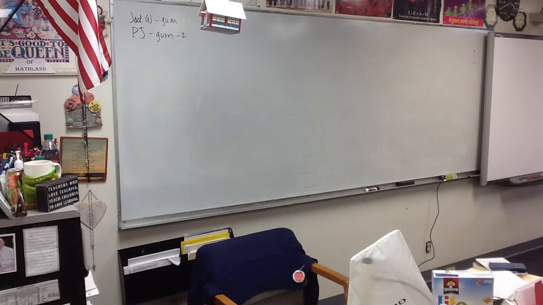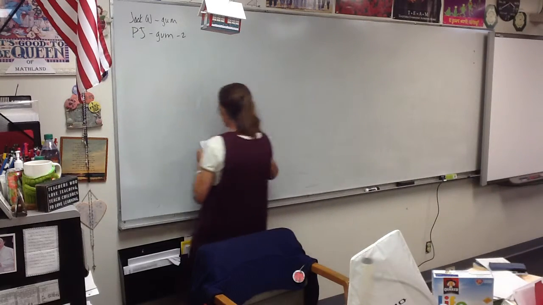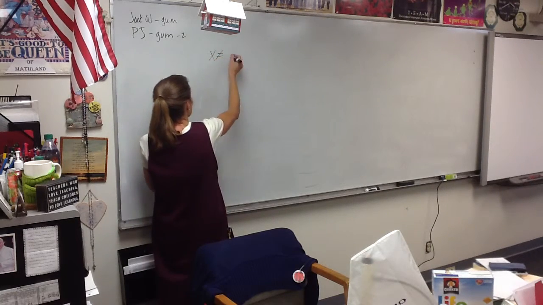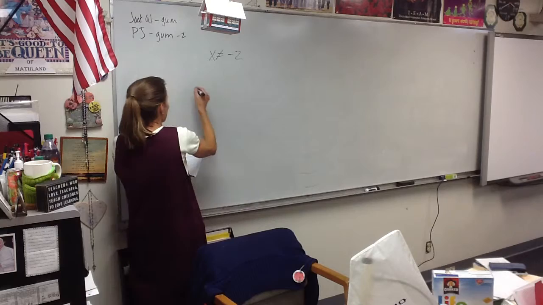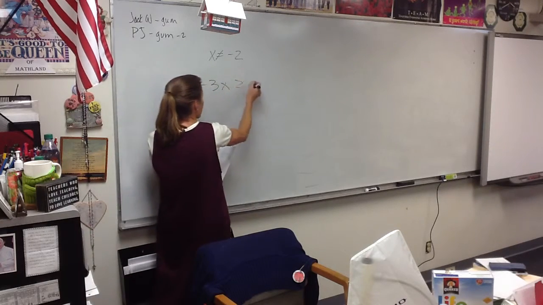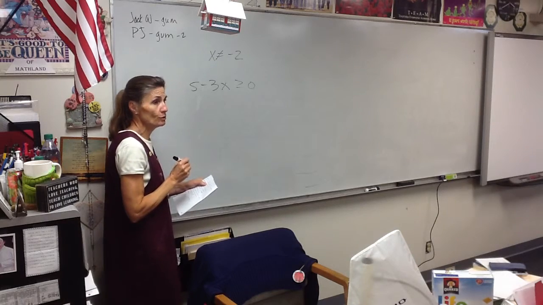Okay, domain, here we go, number 1. This is a two-parter, right? What does the denominator tell me? X can't be -2. And the numerator says 5 minus 3x has to be bigger than or equal to 0.